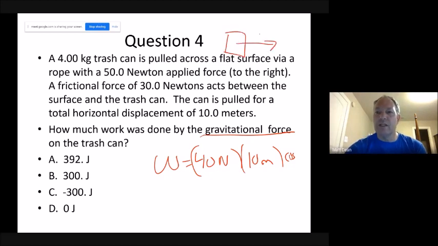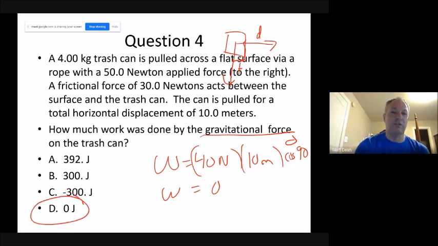But now we got to think about the cosine of the angle. Our box is moving in this direction. Our force is acting in this direction. The angle between those is 90 degrees. So that's cosine 90. The cosine of 90 is 0, which means our work is 40 times 10 times 0. Our gravitational force does 0 work because there's no part of that force that acts in the same direction as the motion. So answer D would be right here.